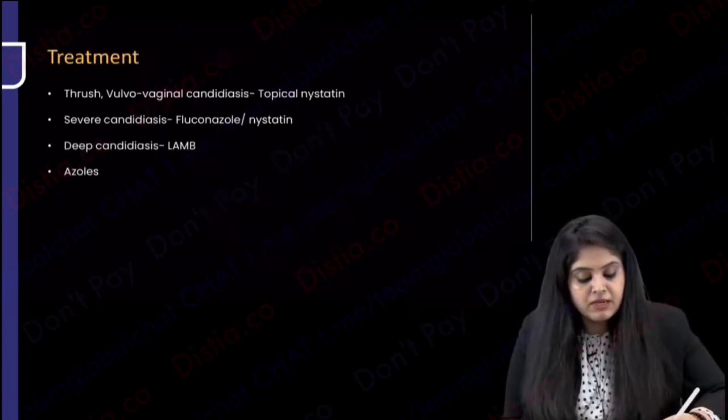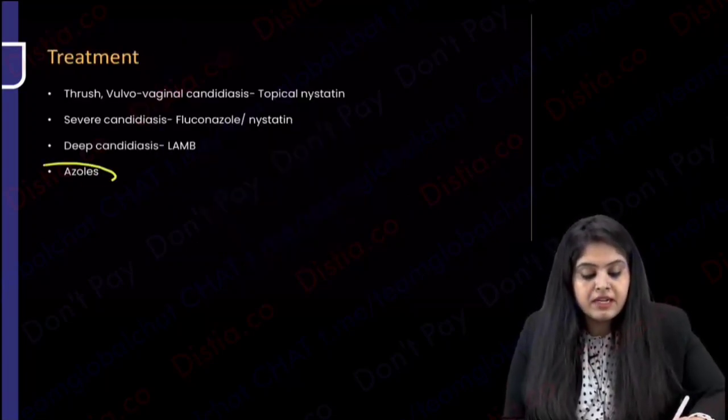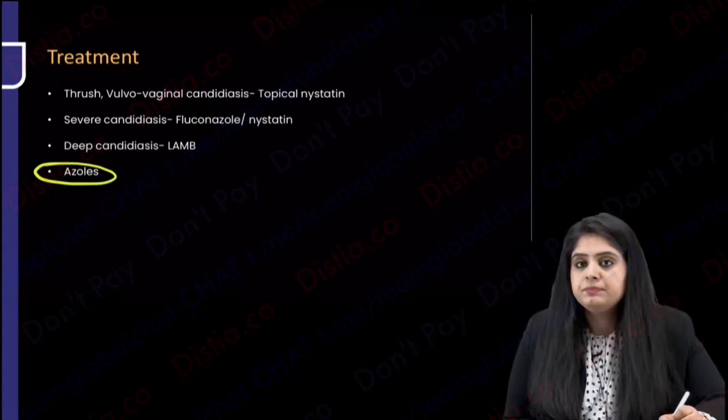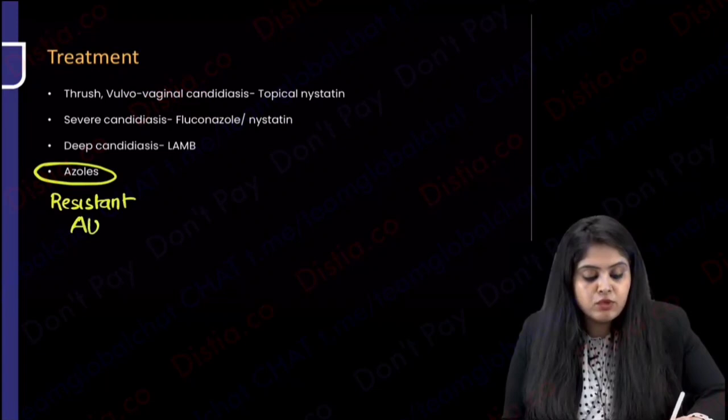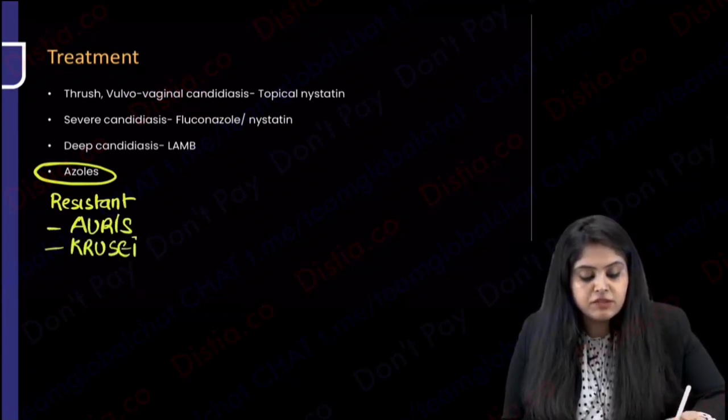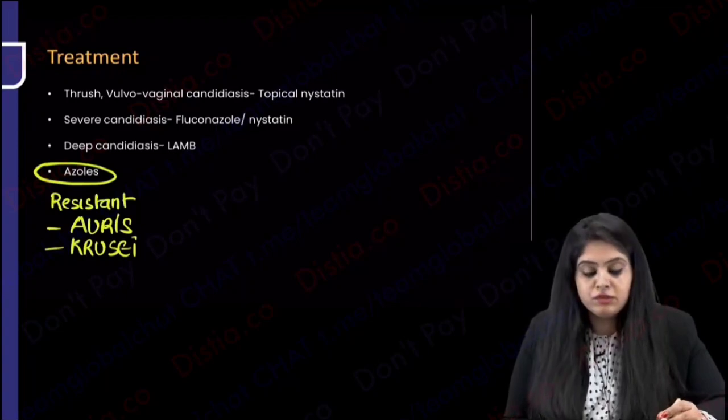Finally, coming to the treatment, I have already told you that azoles are going to be the treatment. And which were the two which were resistant to azoles? I think that part also you guys have analyzed. That is going to be Candida auris and Candida krusei. These are the ones which are resistant. So for most of the cases, azoles are given.